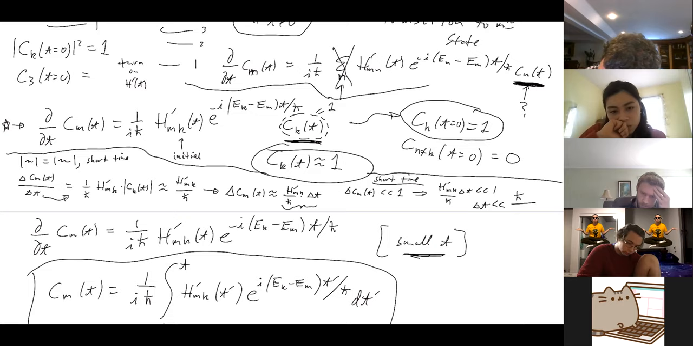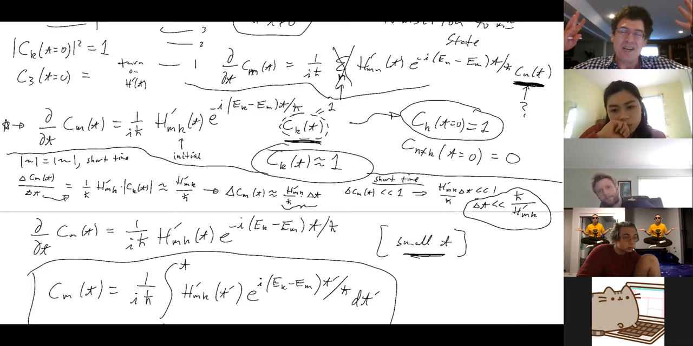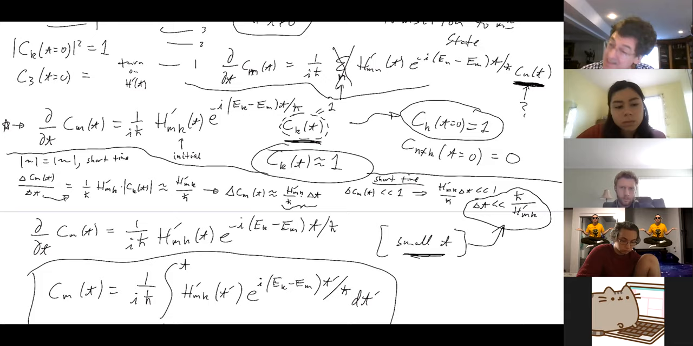Okay, I just defined what it means to be a short period of time. When I say small time, what the hell does that mean? So this is what it means to be a small time. We just derived it. Does that kind of make sense? Yeah, that makes sense. Thank you.